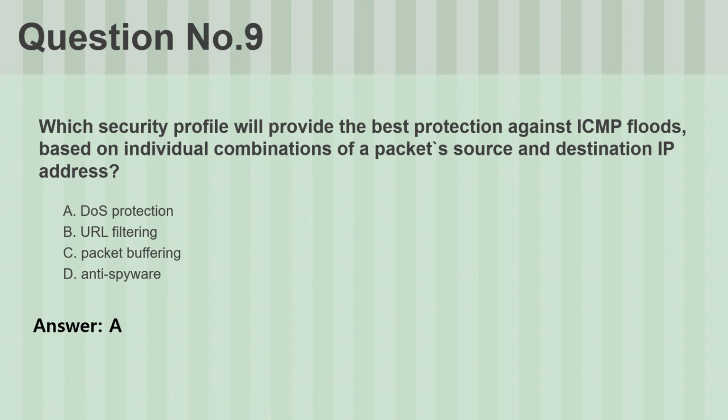Question number 9. Which security profile will provide the best protection against ICMP floods based on individual combinations of a packet's source and destination IP address? A. DOS protection. B. URL filtering. C. Packet buffering. D. Anti-spyware. Answer. A.